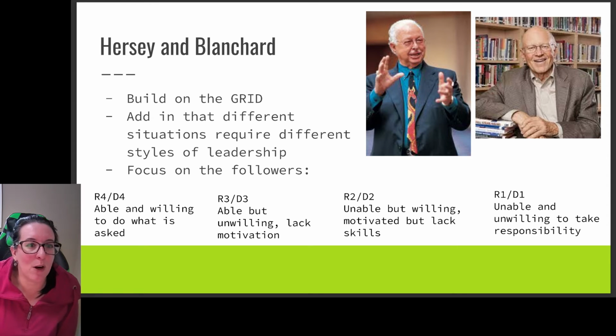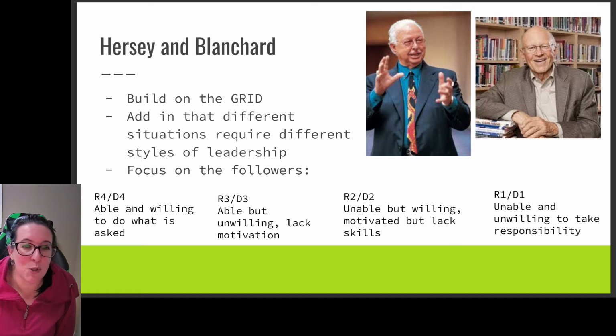There's the follower who is able and willing to do what you ask. On the other extreme, there's the employee who is unable and unwilling to take responsibility when given it. So they're not going to do what's asked. And then you have in between those who are able to do the task, but they're unwilling. So they lack the motivation, they have the ability. In terms of, remember, performance is ability times motivation.